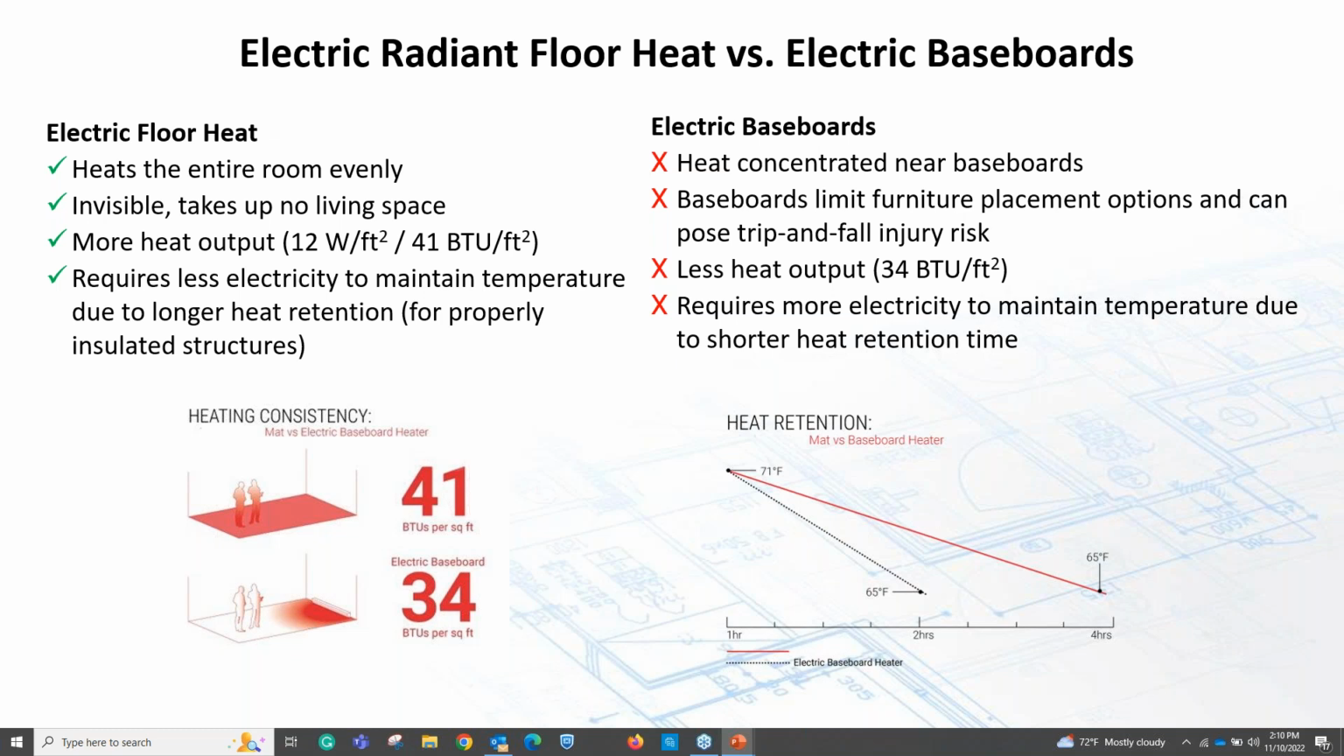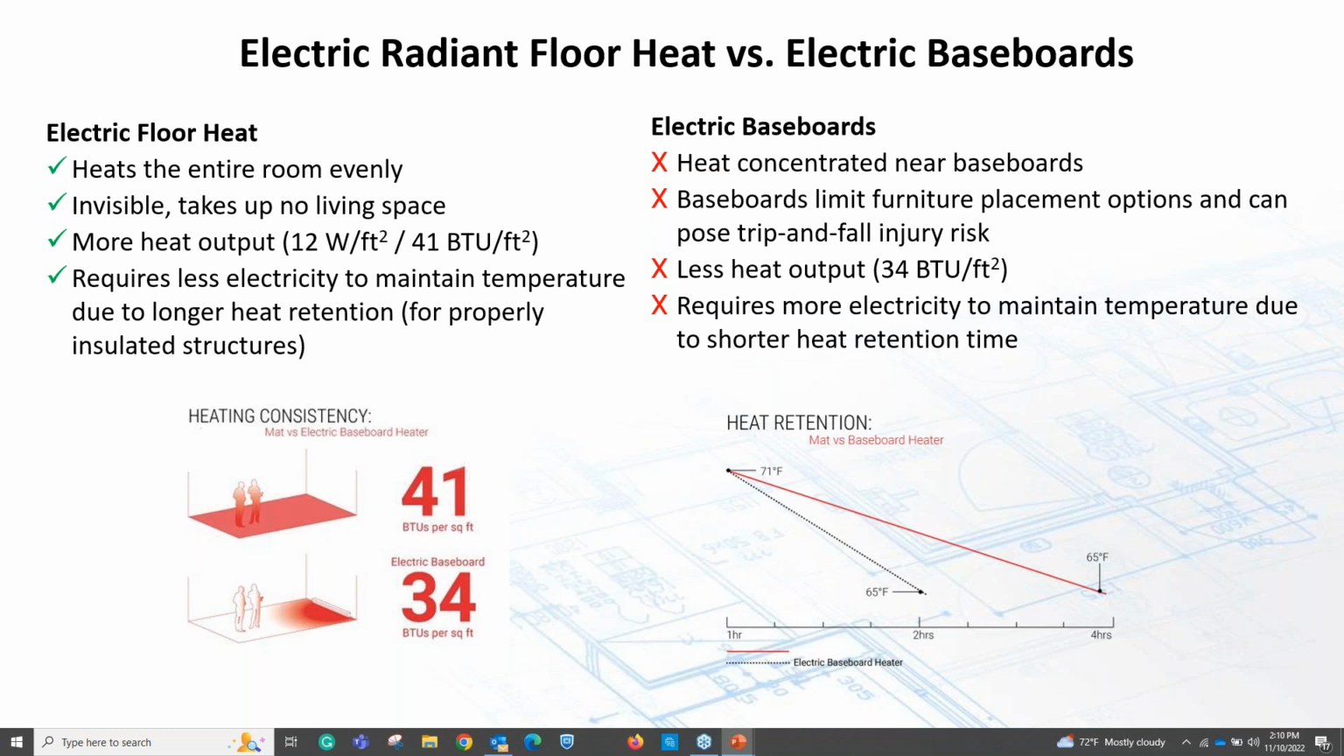And you have to turn that up to reach the same BTUs. When we're measuring heat using BTUs, an example is a heat source from radiant floor heating in the same space will heat at 41 BTUs versus baseboard heat in the same area at 34. So you have a much more efficient heat source, and it heats more consistently. It heats the entire room evenly, and it's invisible. It takes up no space like the baseboard heating.